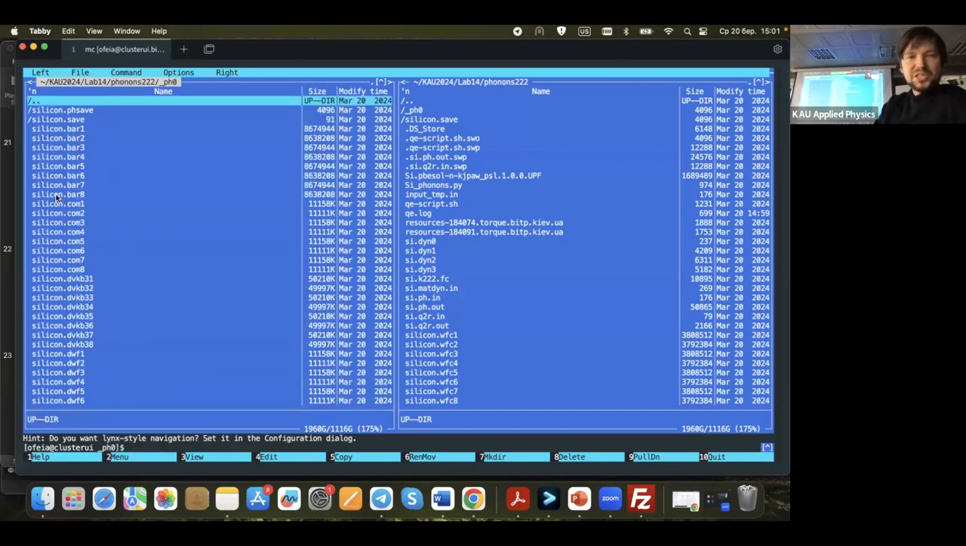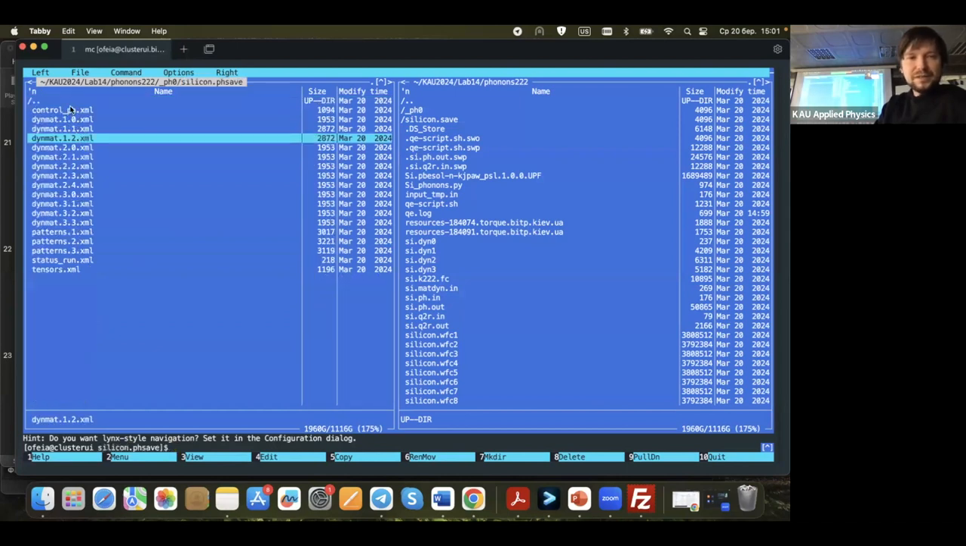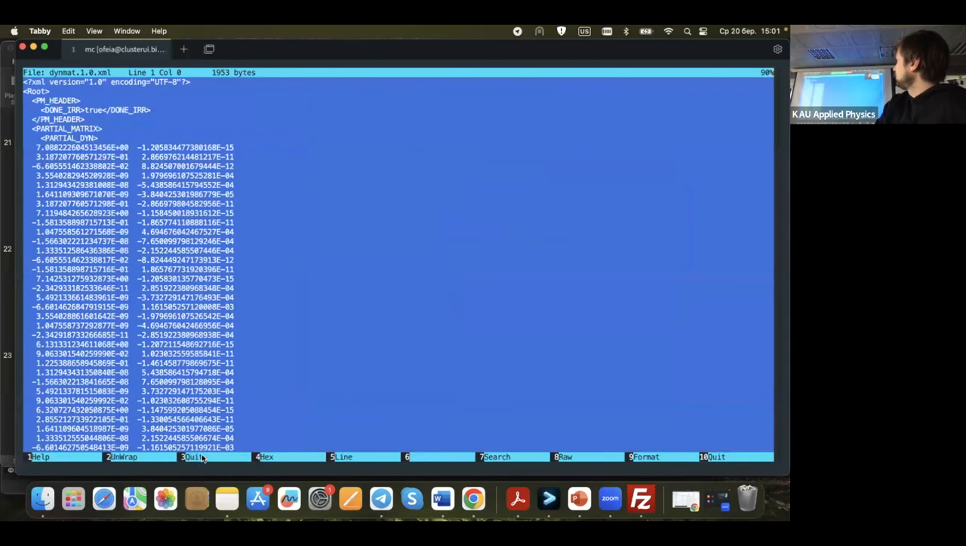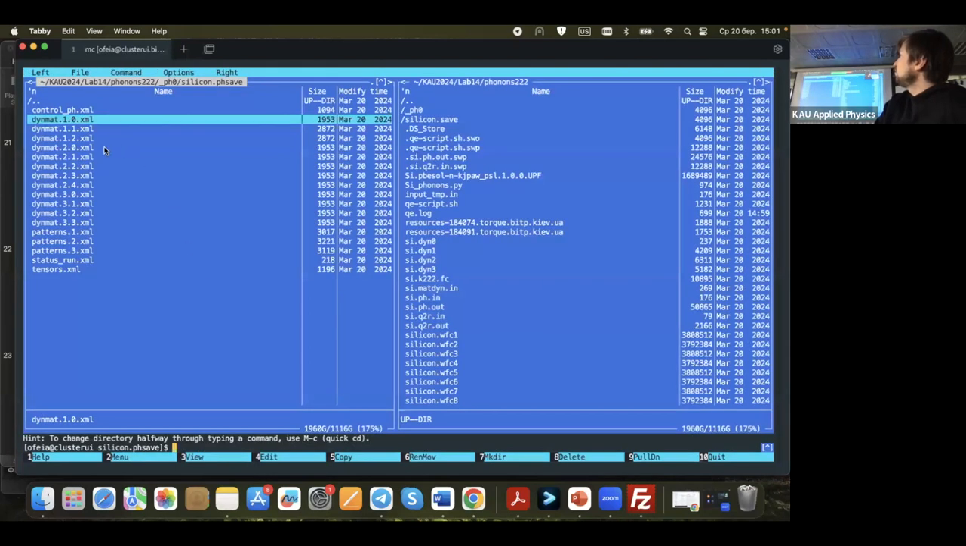My ph0 folder is slightly spoiled because I launched the calculation. But here you have dynamical matrices for each Q point. You see 1, 0, 1, 1, 1, 2. What does it mean, 1, 0, 1, 1, 1, 2?